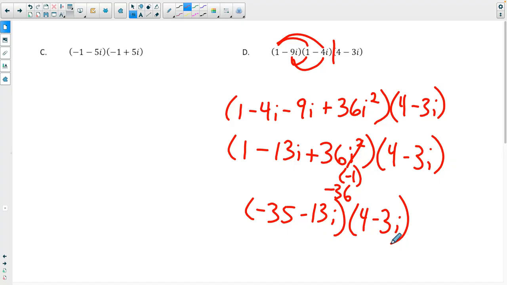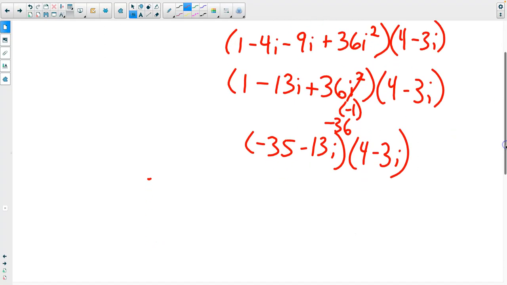Now notice, if we started multiplying at the top here, I would have 4 times 1, 4 times -4i, 4 times -9i, 4 times positive 36i squared. That would be 4 terms right there. I'd multiply again, I would end up with 8 things. By simplifying, I have 2 and 2, so I will end up with 4 different terms, which is much nicer to deal with. So now, we double distribute.